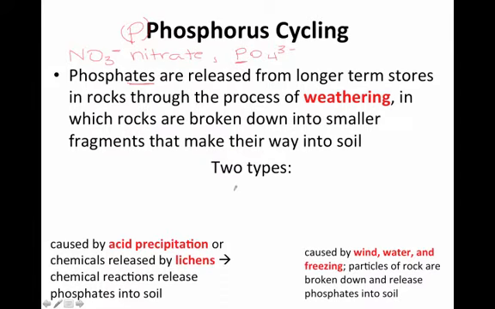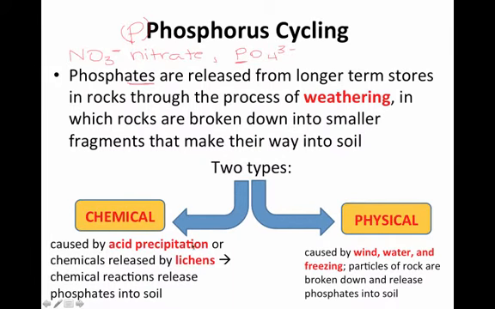Now there are two types of weathering that occur. First off, there is chemical weathering, and this is caused by acid precipitation. If you remember, this acid precipitation is caused by an effect from the nitrogen cycle, or it can also be caused by lichens. Lichens are a symbiotic association between fungus and photosynthetic bacterium, which are called algae. So both acid precipitation and lichens cause a chemical reaction that releases these phosphates into the soil.